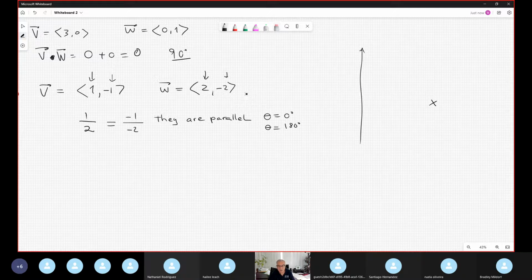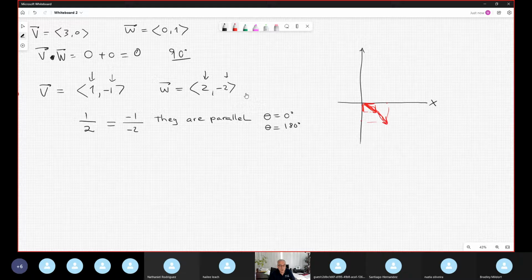Okay, it's 1, comma negative 1. The first component is positive 1, and the second component is negative 1. This vector is like that. This is the vector B. And the vector W is similar, it's 2 and negative 2. The only difference between the vectors is that the vector W is bigger, it's twice.